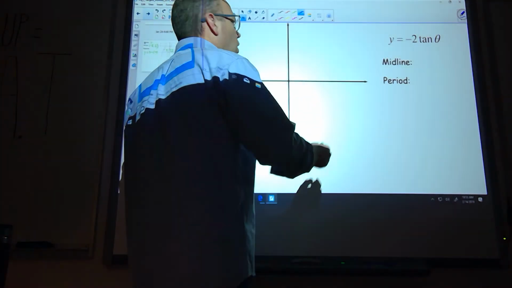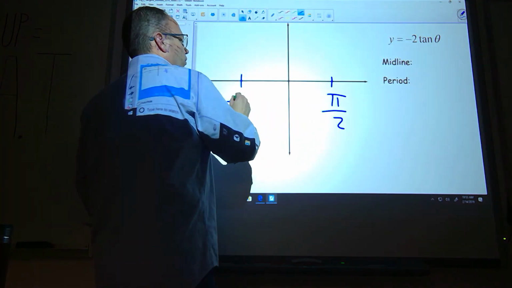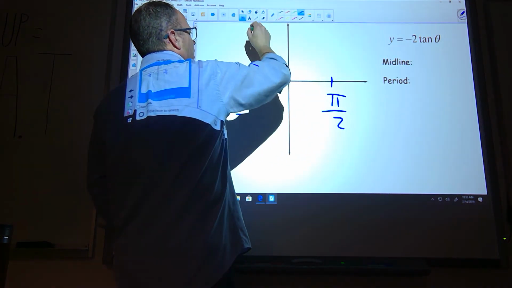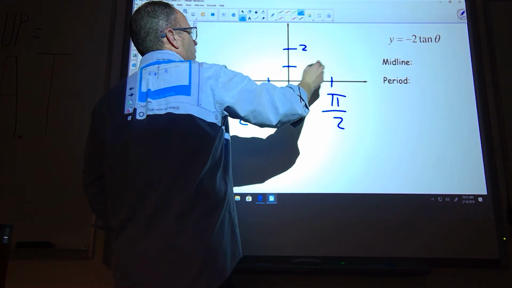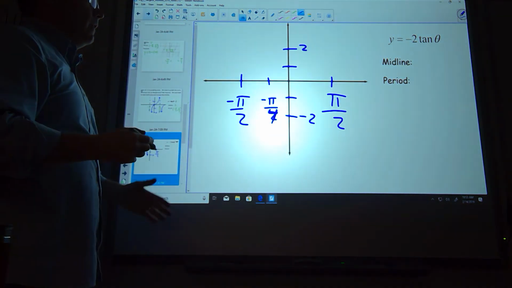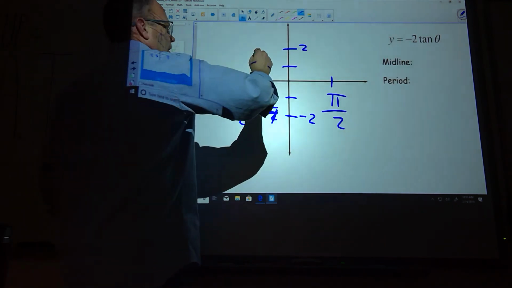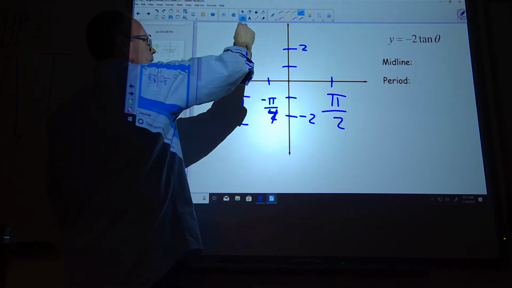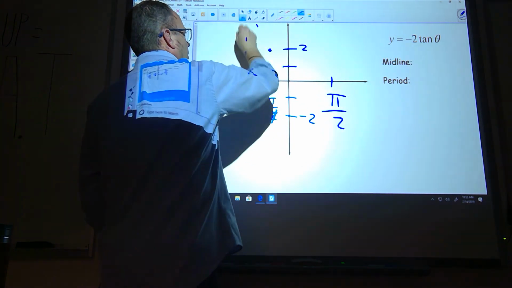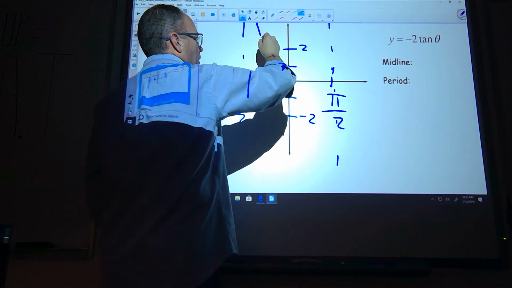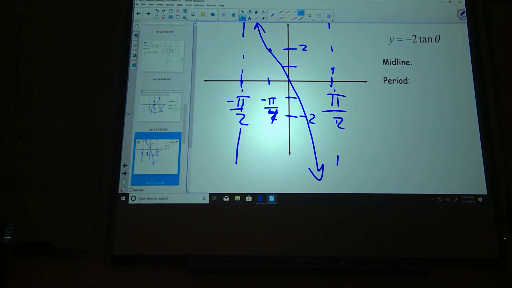Am I done? Nope. Hey, negative 2 tan. So that's going to be pi over 2. That's going to be negative pi over 2. And this is actually going to do negative pi over 4, 2, negative 2. So this is going to be stretched by 2 and flipped over. My original goes that way. This one is going to come this way. So asymptote here, asymptote here. Something like that. So it flipped it over and it stretched it by 2.